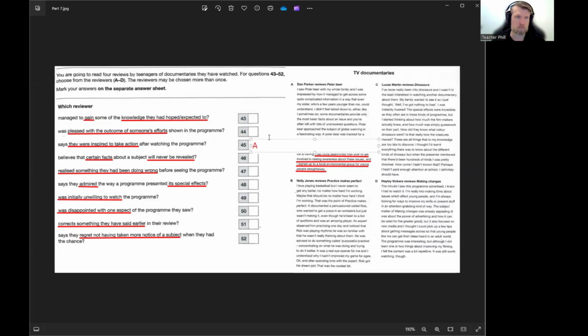So then he talks about some, and so that means for us again, yeah, we can pretty much just cross out this question now. We do not have to worry about it anymore. So I think with the other information, so this is, I was impressed by how it managed to get across some quite complicated information. I think it doesn't really talk about this.